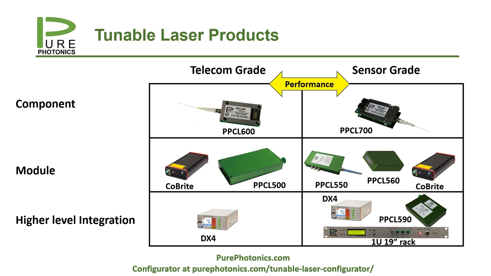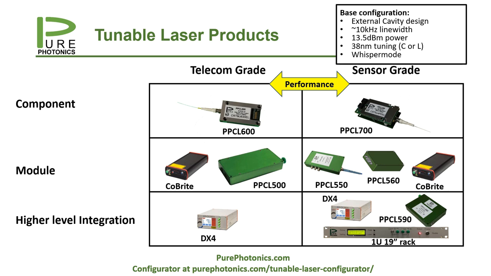First, on performance, we have our telecom grade versions like PPCL 600 and PPCL 500, and our sensor grade versions like PPCL 700 and then PPCL 550, 560 and 590. All lasers have the external cavity design and hence provide a very narrow line width of about 10 kHz. The base power level is 30.5 dBm and the base frequency range is 191.5 to 196.25 THz for C-band and 186.35 to 191.1 THz for L-band.